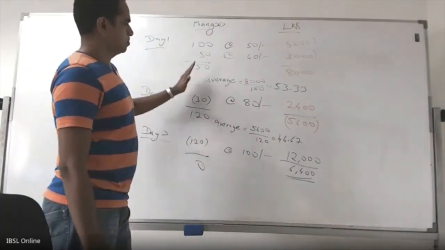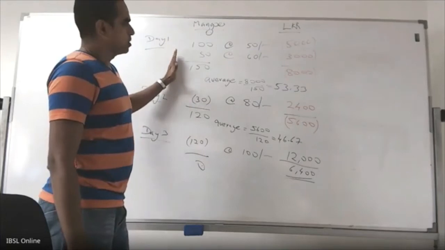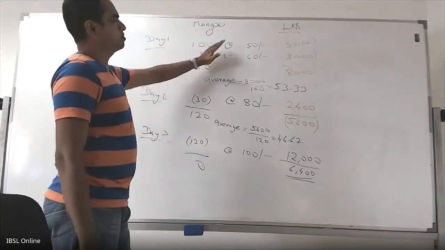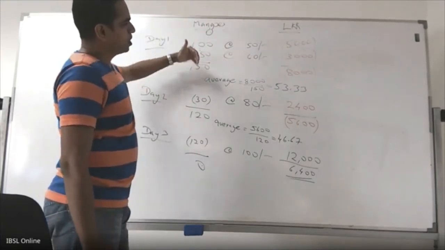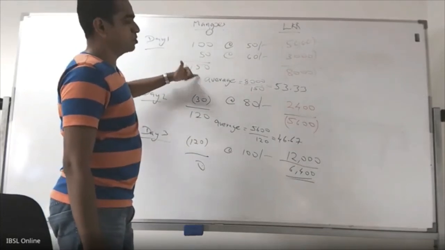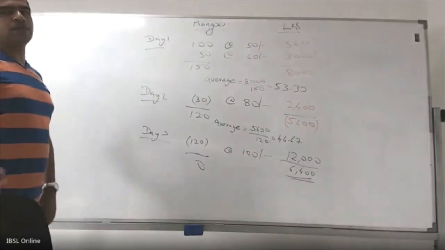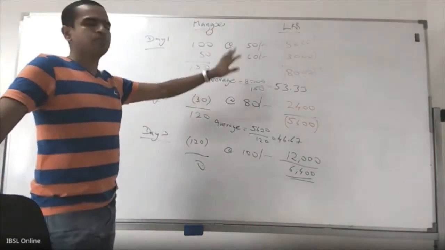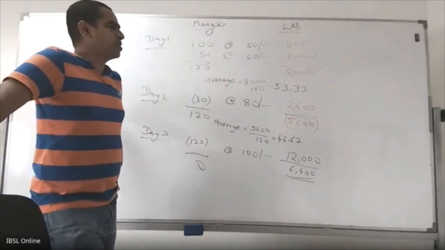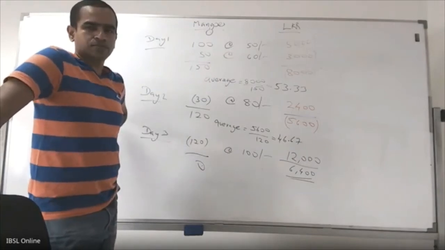Now on day 1, right? Day 1, you have purchased mangoes. But what if all of a sudden the price of a mango drops to 20 rupees? What if the price of a mango on day one, after your purchase, drops to 20 rupees? You will make a profit or a loss?